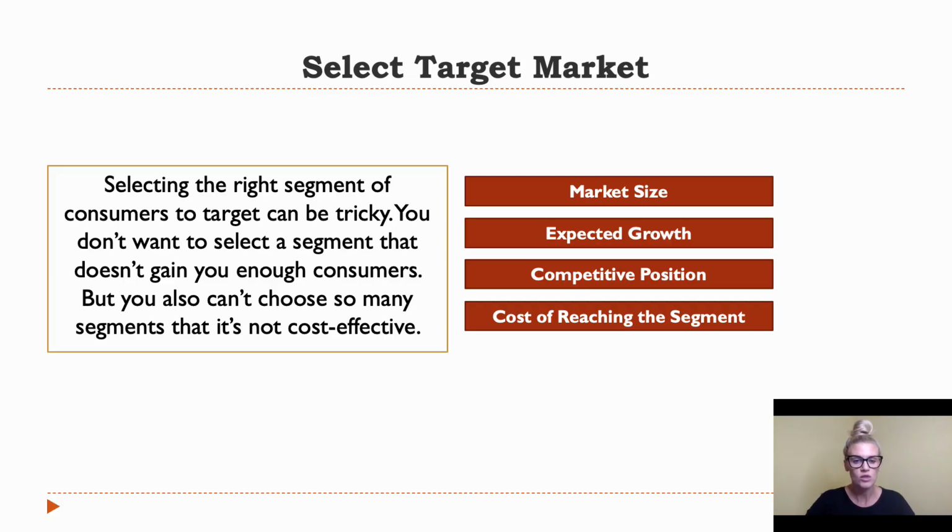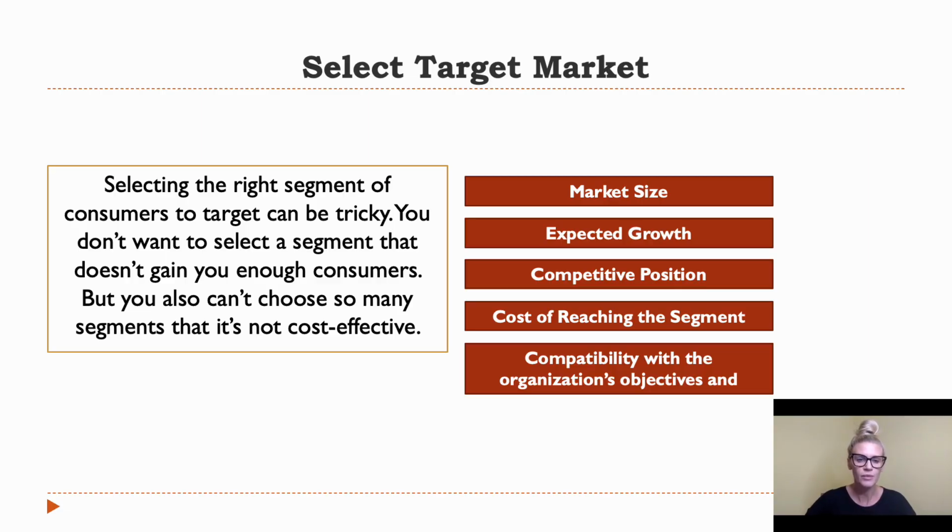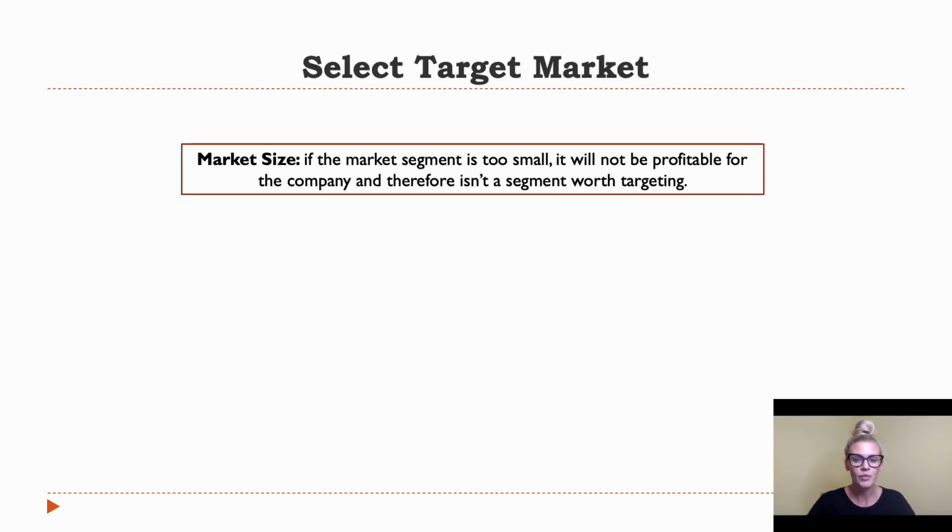Also consider the cost of reaching that segment. Again, we talked about this earlier, so we want to make sure that there are some cost efficiencies in order to reach consumers within the segment. And then the compatibility with the organization's objectives and goals. Does this group of consumers actually align with what the company itself is striving for?